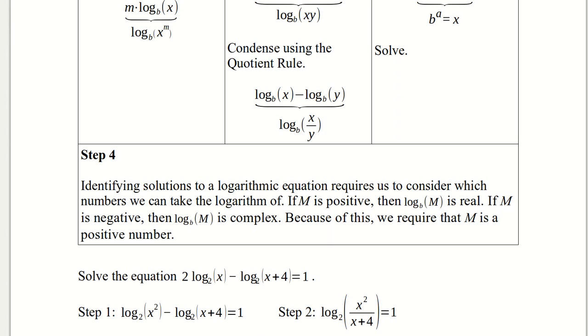And the reason that that is an issue is because the argument of a logarithm has to be positive. And that's true because that's the only way that we can have a real valued logarithm. Now, that isn't to say that we can't have negatives as arguments for logarithms, but that makes the logarithm complex, and we want to avoid that. So we require that m, our argument, is positive.